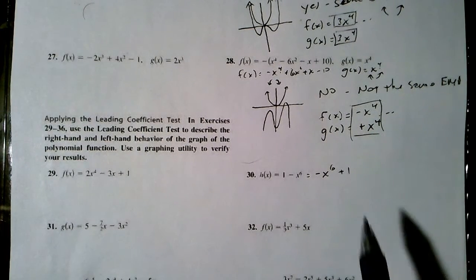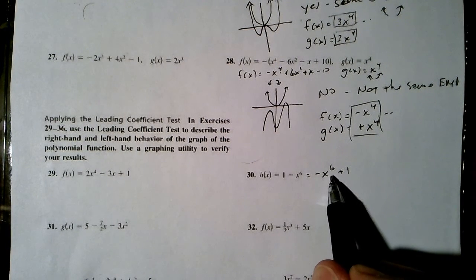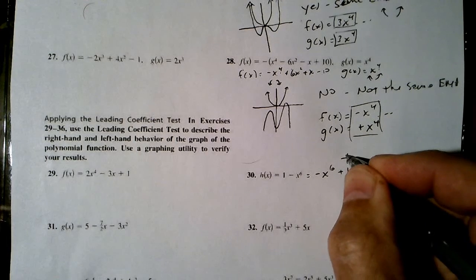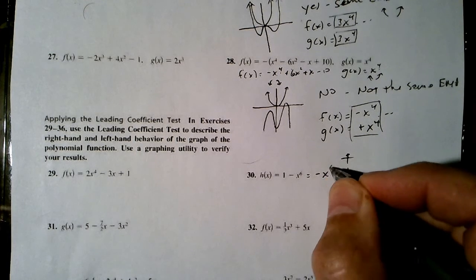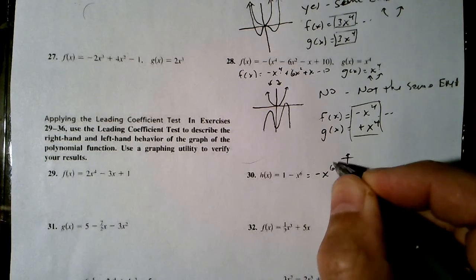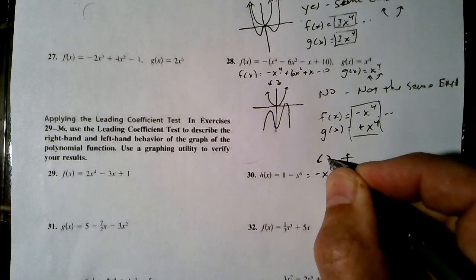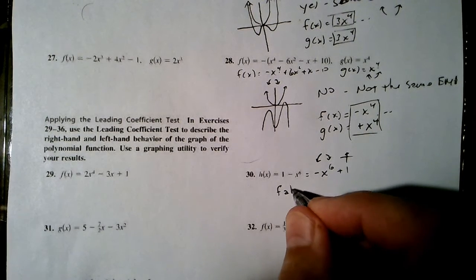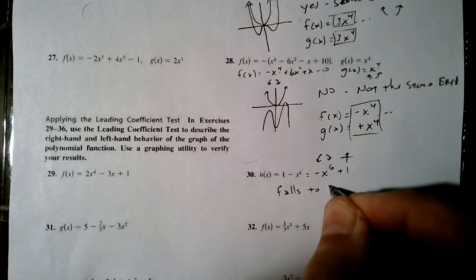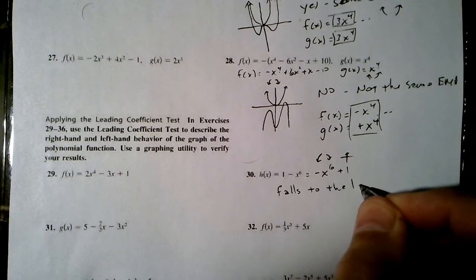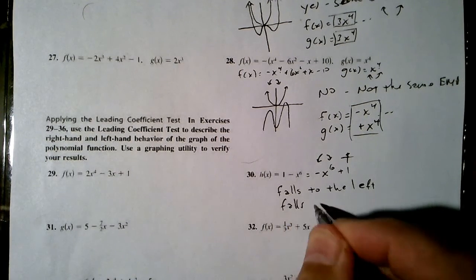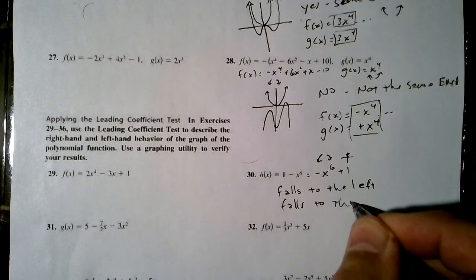This graph eventually wants to look like negative x to the sixth. Sure, at 0 it's up 1, but by the time negative x to the sixth takes over, it wants to go down to the left, down to the right. So we would say it falls to the left and falls to the right.